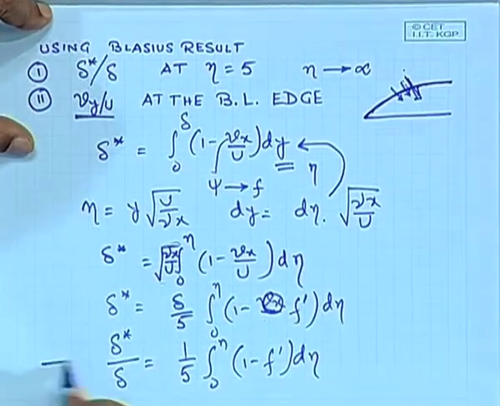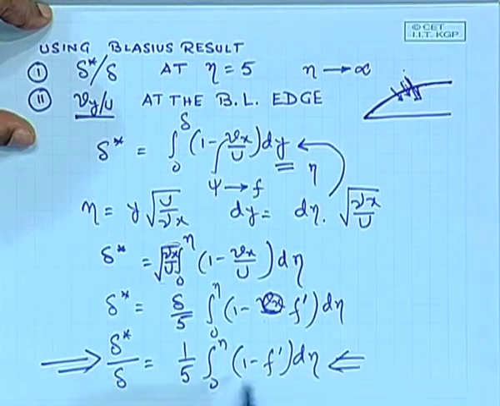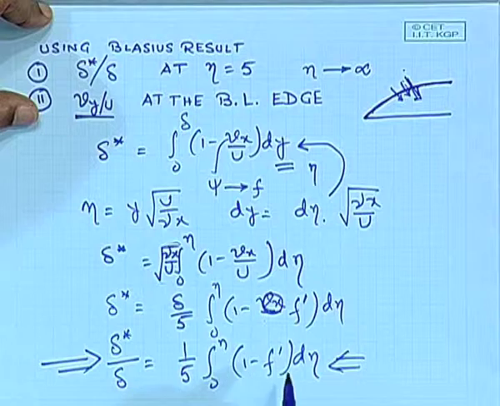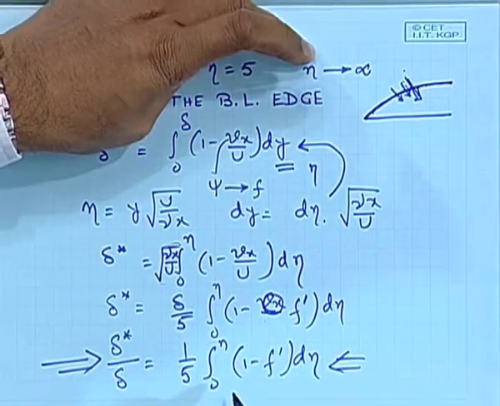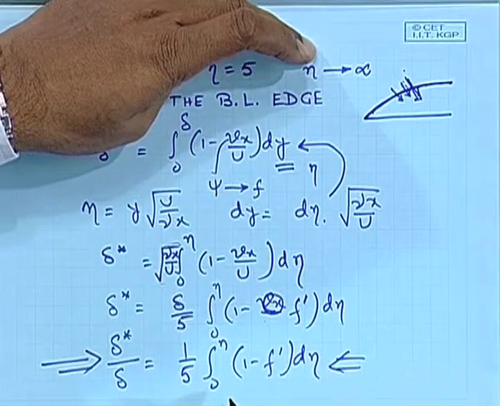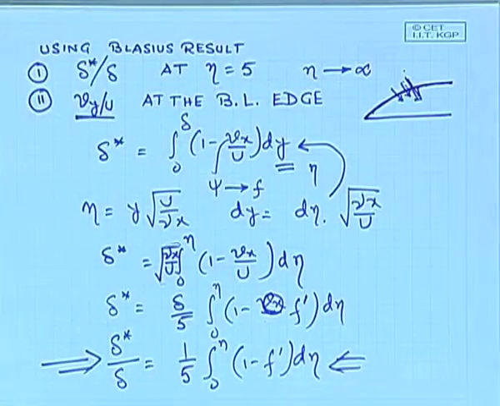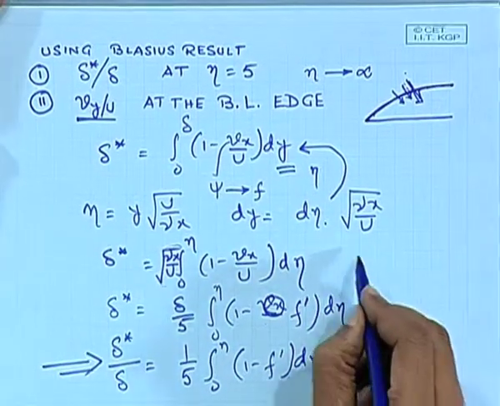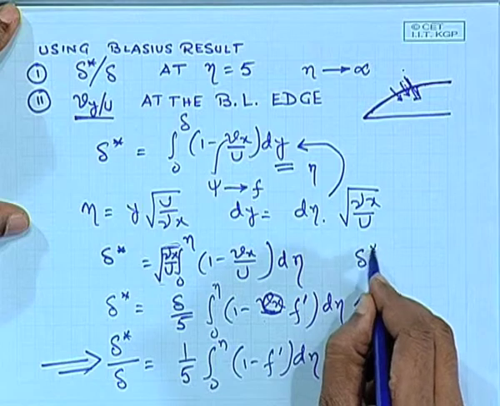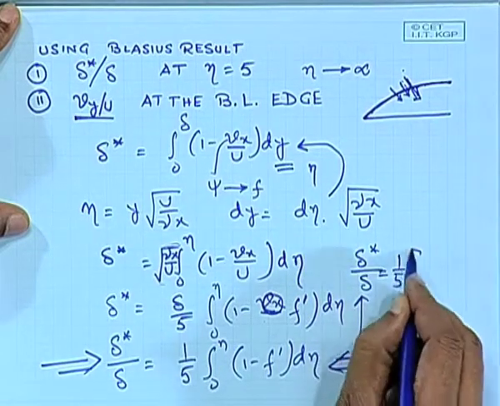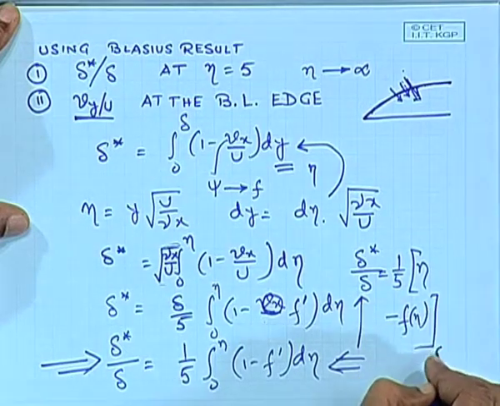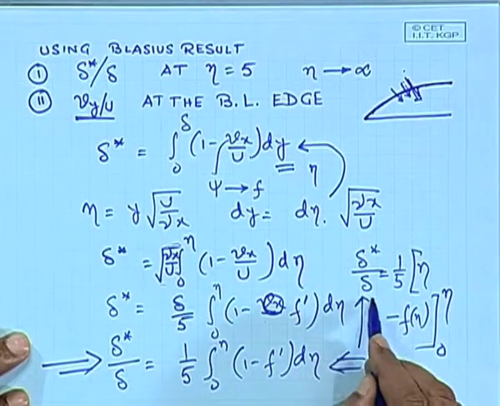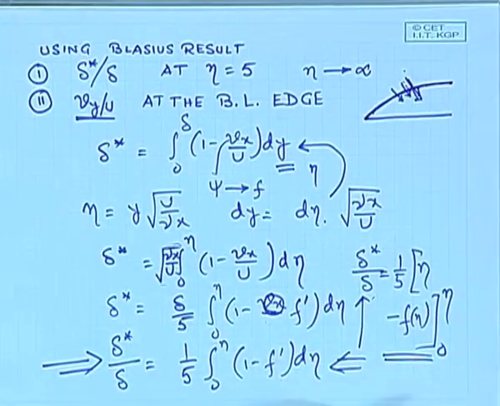Right. So, this is the expression which you would be able to integrate now. It is simply going to be eta minus f within the limit from 0 to eta. So, you can evaluate it at eta equals 5, and you should be able to find out what it is at eta equals infinity. Now, is it clear? From here, what you would get is delta star by delta is 1 by 5 times the integral of eta minus f from 0 to some value of eta.